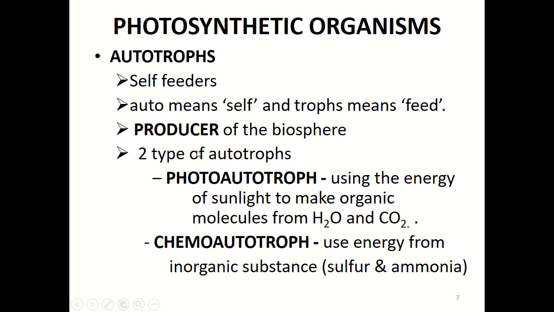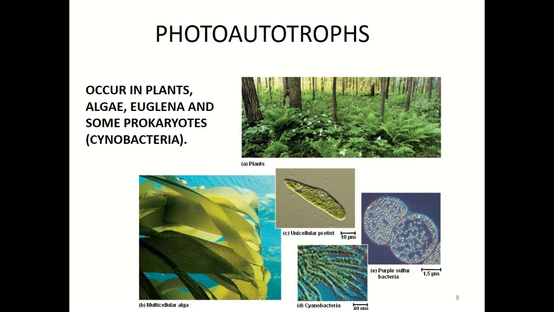There are two types of autotrophs: photoautotrophs and chemoautotrophs. Photoautotrophs use energy from sunlight to make organic molecules. Meanwhile, chemoautotrophs use energy from inorganic substances to make organic molecules. These are examples of photoautotrophs, which occur in plants, in algae, and also in some prokaryotes.